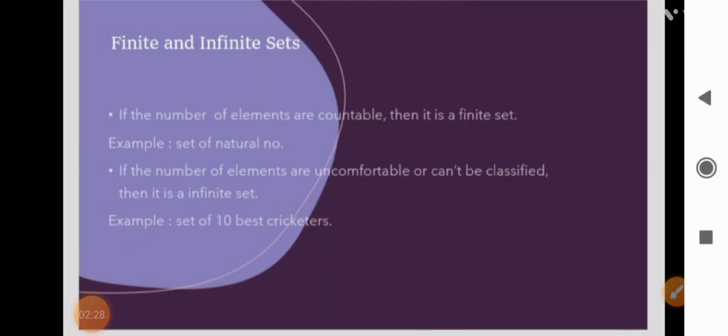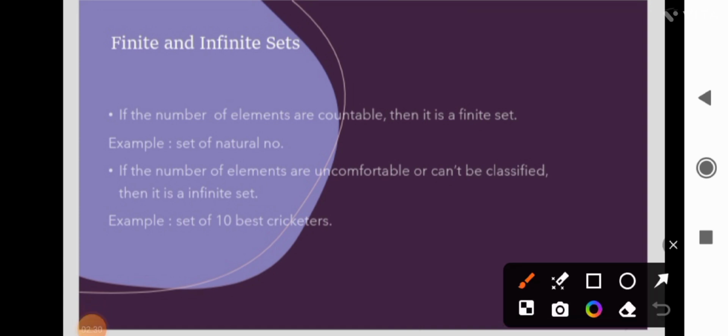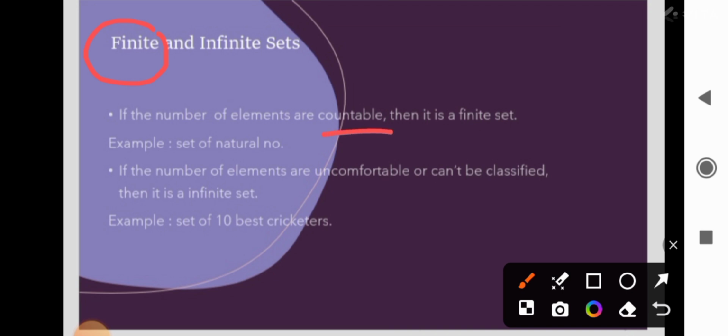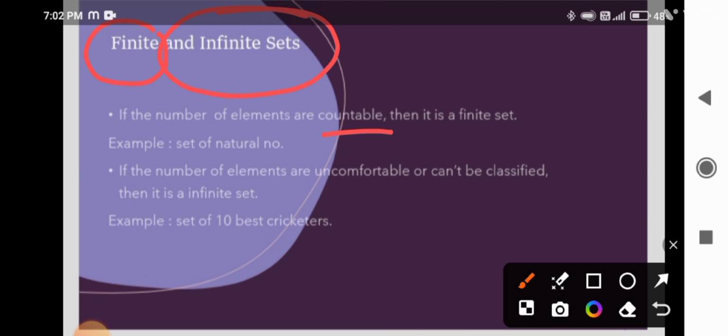The next one is finite and infinite sets. Finite sets, as the name represents, are simply countable and can easily be represented as a set, like the set of natural numbers, set of integers, set of rational numbers, set of months or anything else. Infinite sets are the sets whose elements cannot be easily classified as simple data.